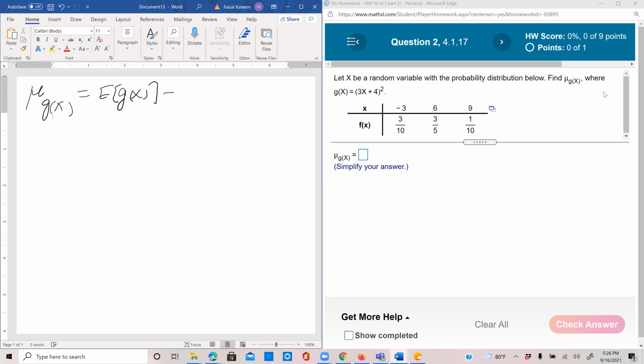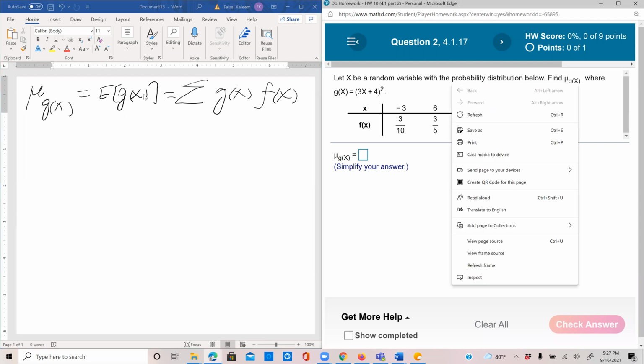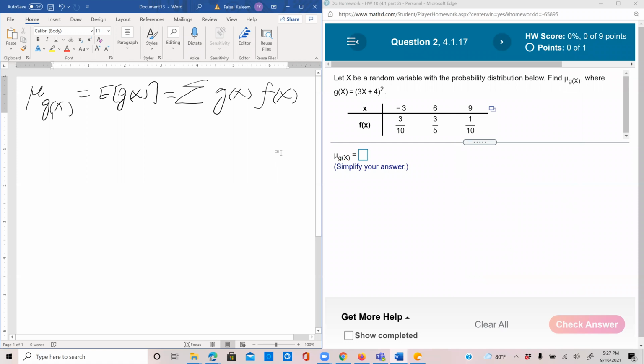And remember, in a discrete situation, the expected value of x was the summation of x f(x). So the expected value of g(x) would now be the summation of g(x) f(x). So basically, the expected value of any function equals the summation of that function against the probability function. So when instead of g(x) we just have plain x, the expected value of x is just the summation of x f(x).